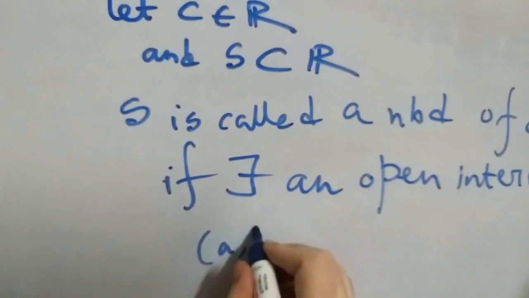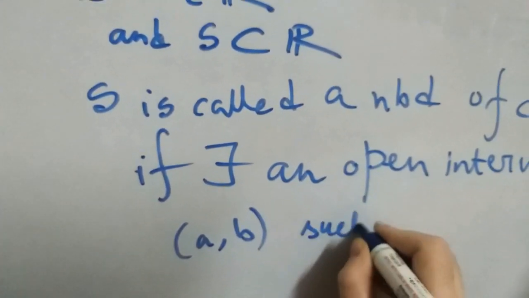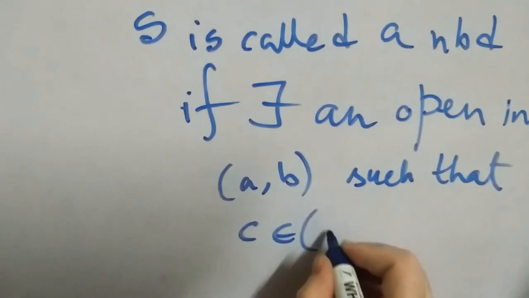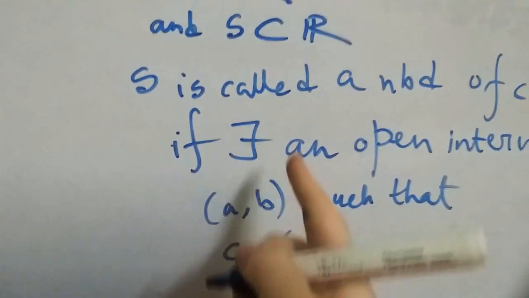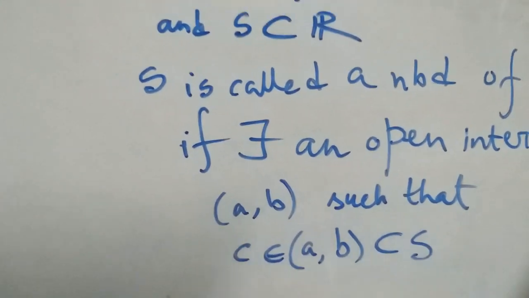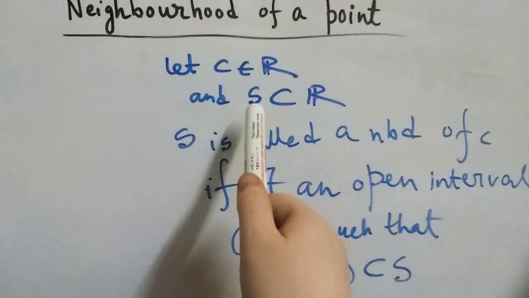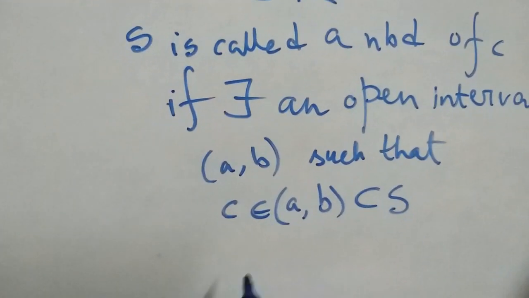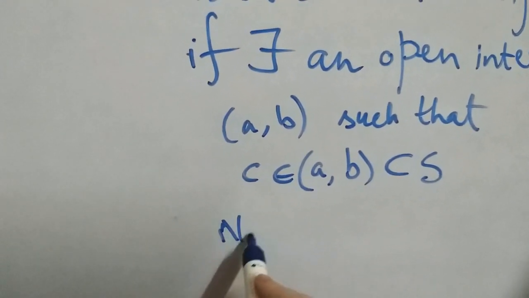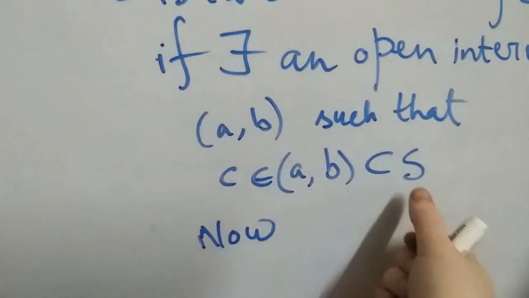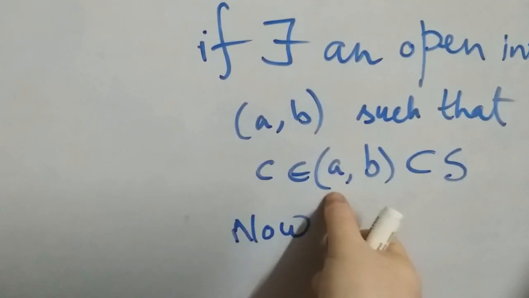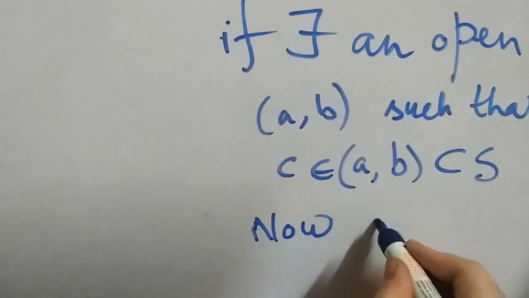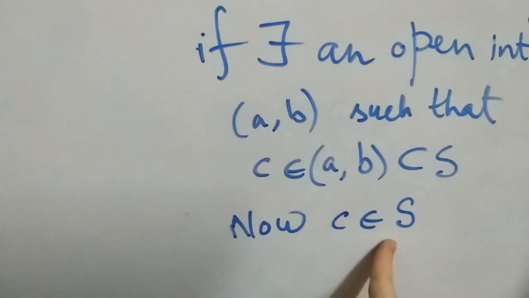(a, b) such that C belongs to this open interval (a, b) and this open interval (a, b) is contained in S. If this condition is satisfied, then S is called a neighborhood of C. Now, S is a set which contains an interval (a, b), and this interval contains the point C. Therefore, C belongs to S obviously.